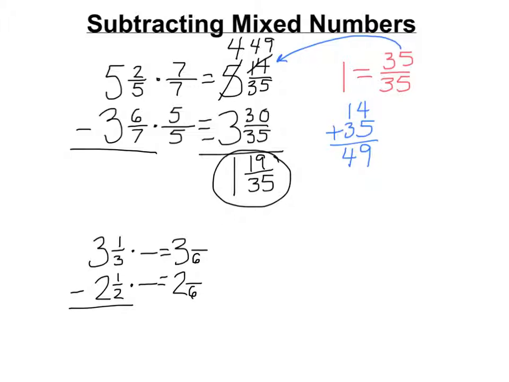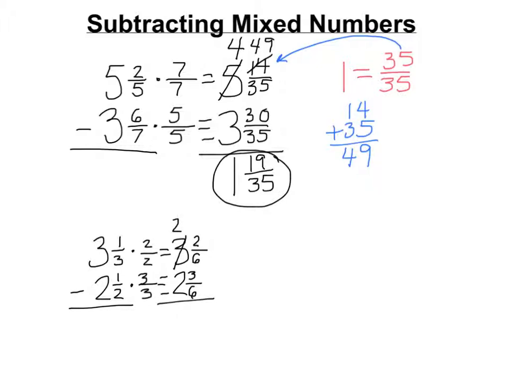Well, 3 times 2 is 6, so this is 2 over 2. And 1 times 2 is 2. On the bottom there, 2 times 3 is 6, so this is 3 over 3. And 1 times 3 is 3. And now we subtract. Well, 2/6 minus 3/6 we can't do, so we need to borrow from my whole number, making it 2.